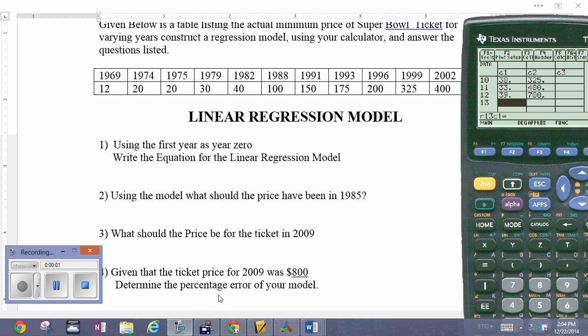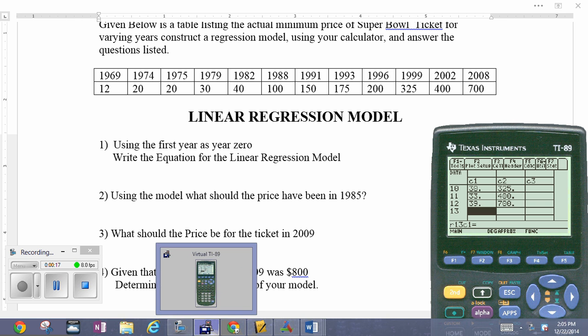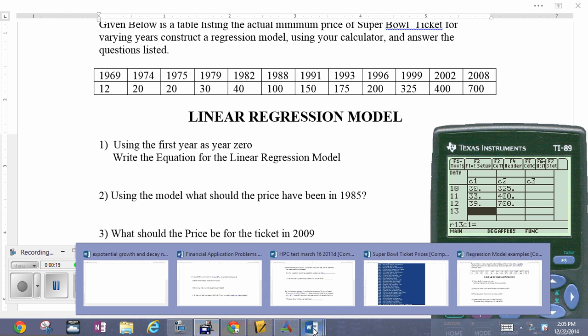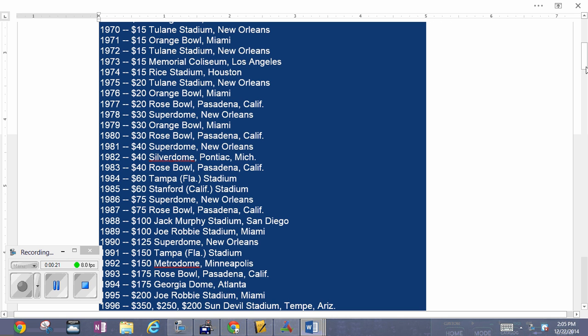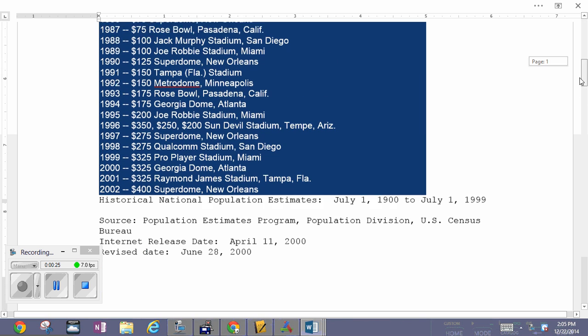Okay, guys, let's go back a little bit. We gave you this kind of problem before. We did a linear regression. Here's the Super Bowl ticket prices going back to 1969 up through 2008. And these were actual prices. I actually plucked these off the internet. Here's the actual prices back here, so just to let you know they're valid.